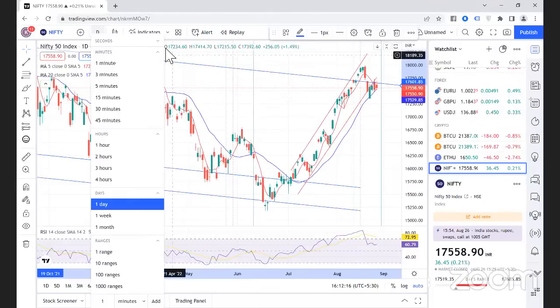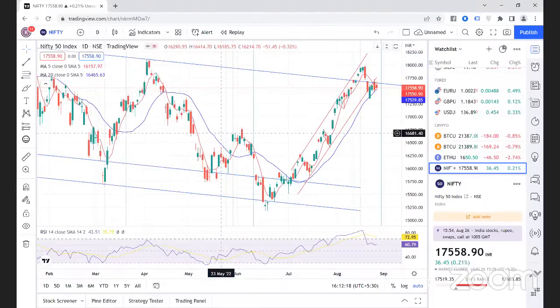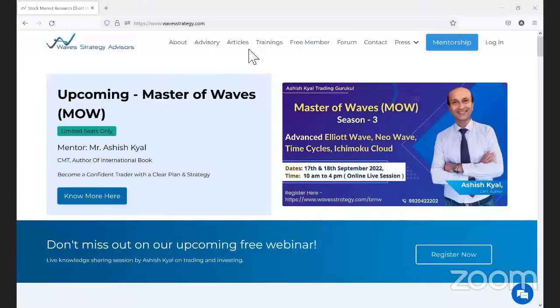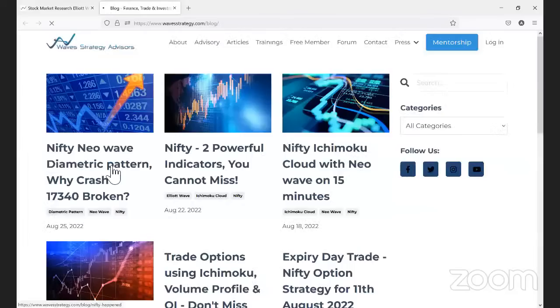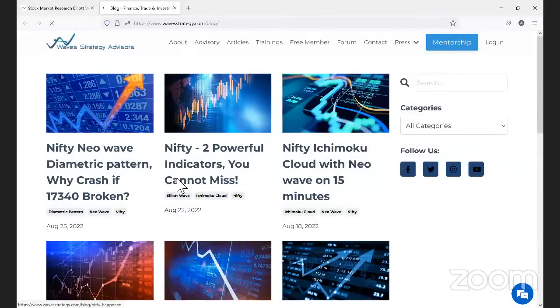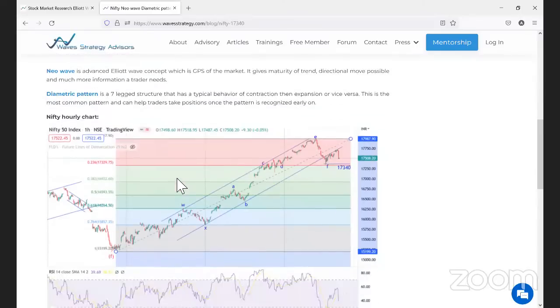I have published a very clear, detailed wave count on the chart. Yesterday I published a research piece, so let me share that with you all on the website. If you go to wavestrategy.com, there are articles. You will be able to see the research published on the basis of this pattern. Why crash if 17,340 breaks?